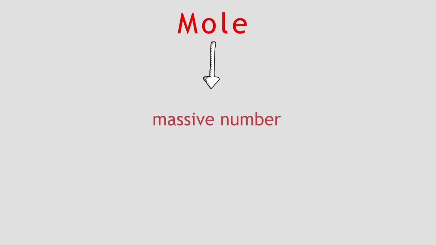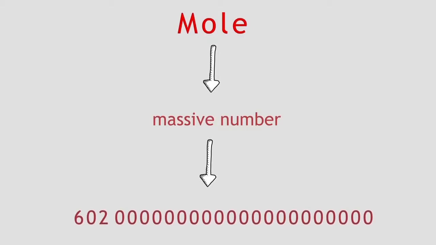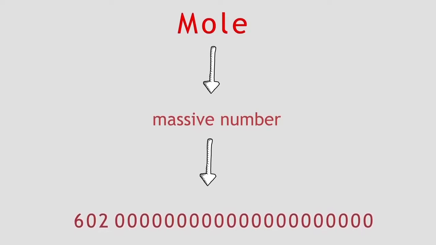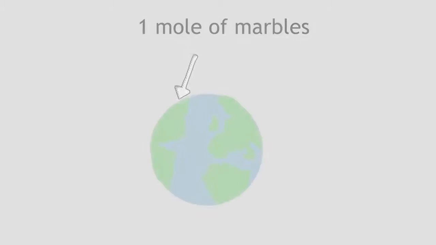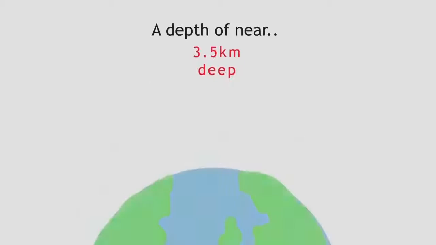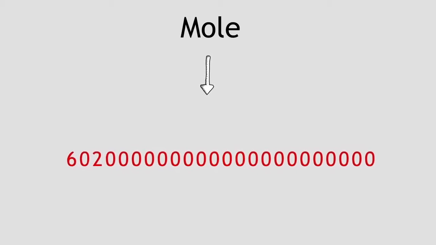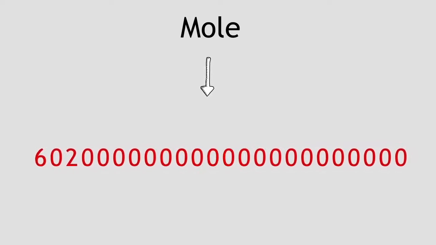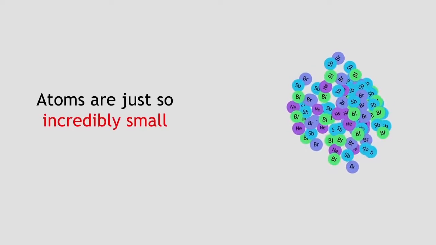A mole is a massive number, 602 with another 21 zeros after it. Just to give you an idea of how huge this number is, if you took 1 mole of marbles, they would not only cover the entire Earth's surface, but they would cover it to a depth of near 3.5 kilometers deep. As you can see, a mole is a mind-blowingly large number. And the reason for this is that atoms are just so incredibly small.